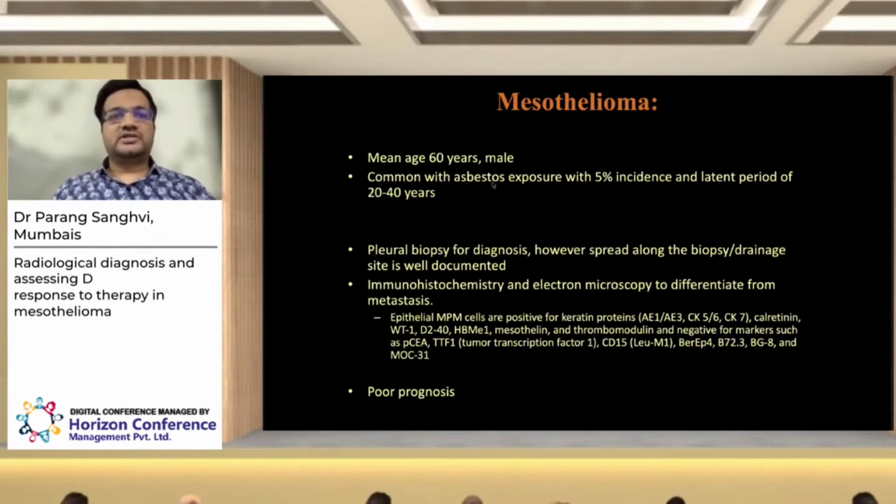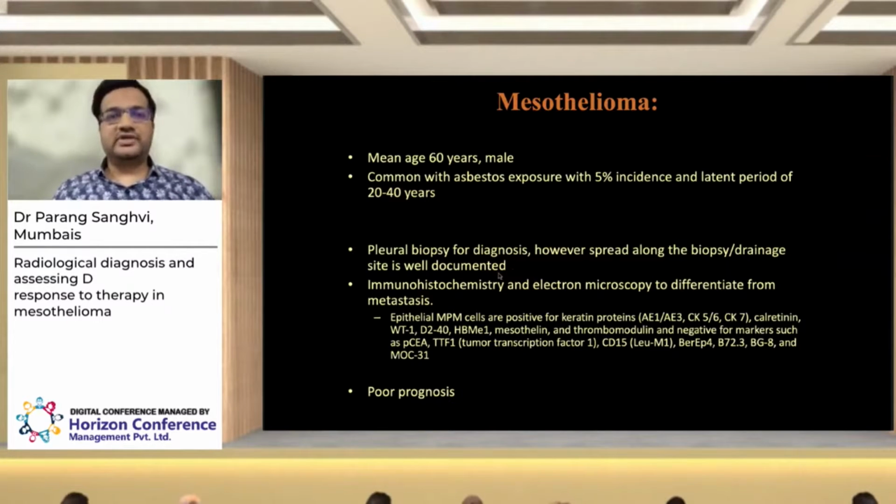Mesothelioma, as we know, is a disease of the elderly, and asbestos has been proven to have a direct link with mesothelioma. So that history becomes really important. We also tend to see other asbestos-related diseases in the chest when we do a CT scan, which we are also going to see.